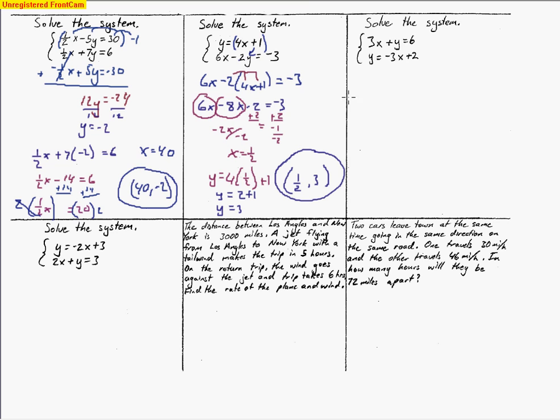Another good one for substitution, because you've got a variable by itself. Take that expression and put it in for y right there. Let's rewrite what we've got: 3x plus, but in place of y, let's put -3x plus 2, and this all equals 6. When we do some work there, something interesting happens. These cancel out, they make 0, so we're just left with 2 equals 6.